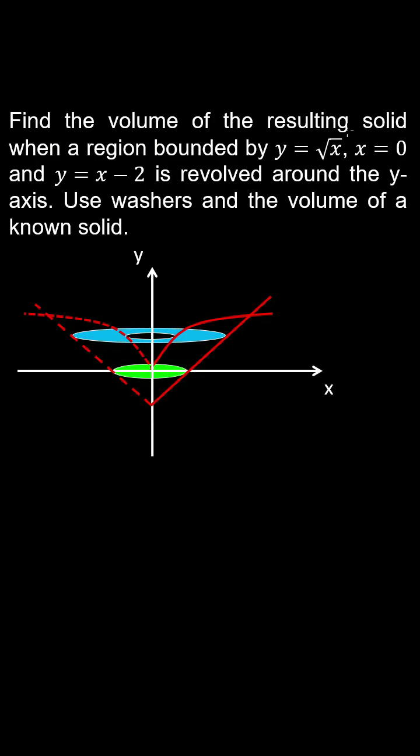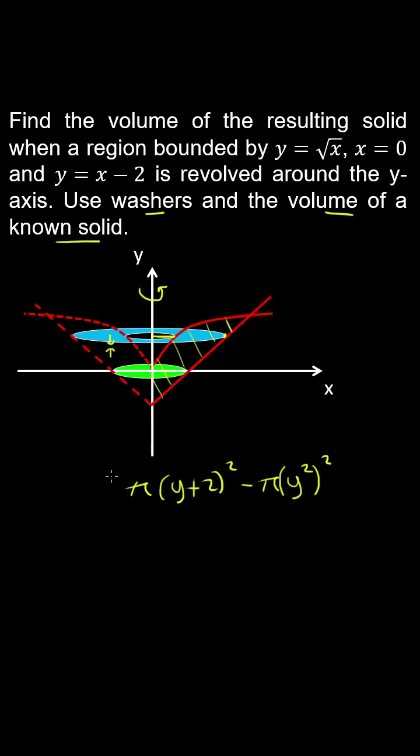Find the volume of the resulting solid when this region is revolved around the y-axis, and we're asked to use washers and the volume of a known solid. So the area of this washer is pi by the outer radius squared, so that will be this x value over here, which is y plus 2. Then minus the area of the inner washer, which is this x value over here, so that will be y squared, all squared. And then we give the washer a thickness in the vertical direction, and then we integrate from y equals 0 to this y value over here.